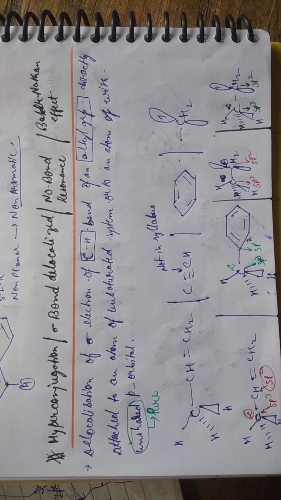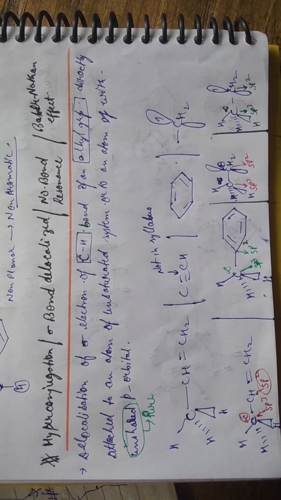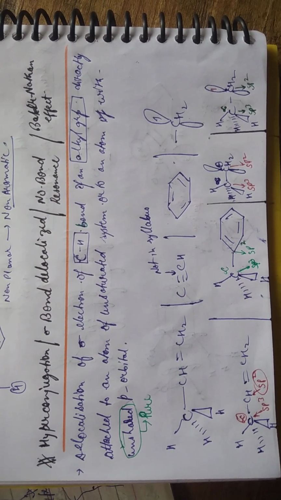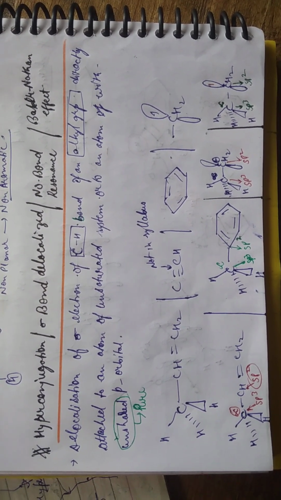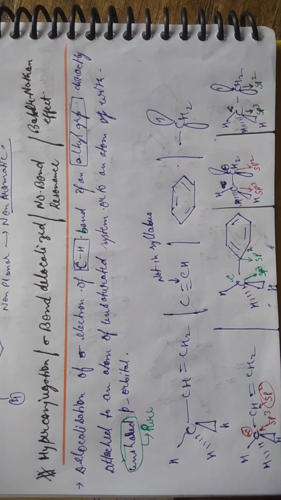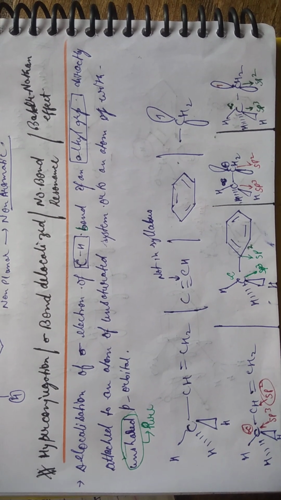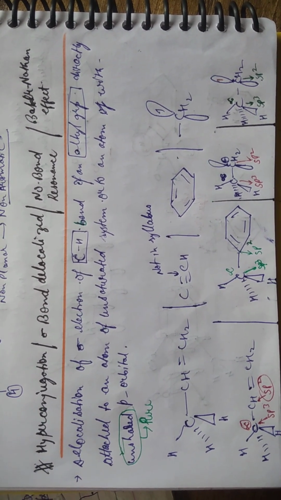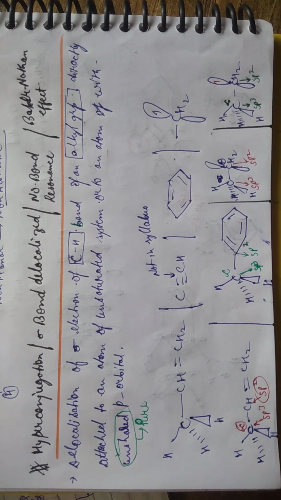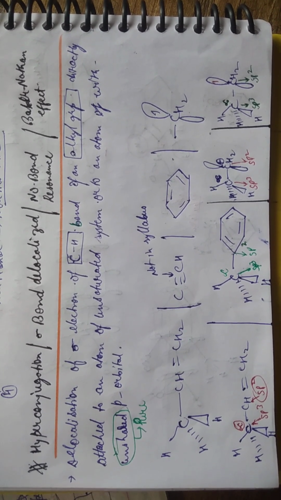Hello friends, today I am going to talk about organic chemistry, and the topic I will discuss here is hyperconjugation. Here you can see I put the notes, so upon explaining this you can understand better. Hyperconjugation is also called sigma bond delocalization.